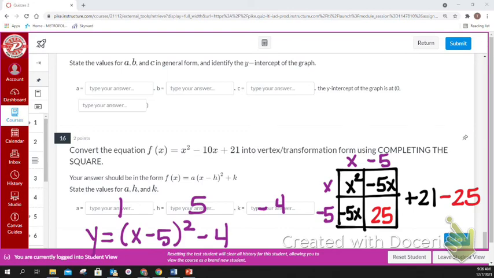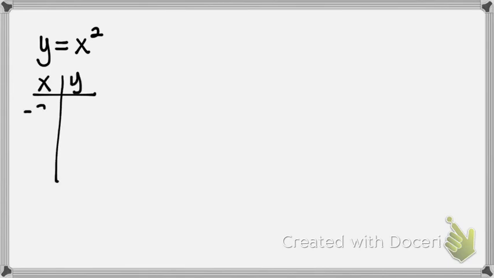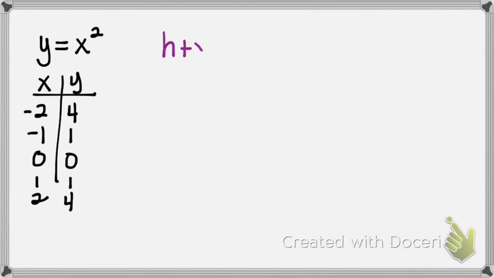Make sure you have in your notes the parent table for y equals x squared, because we're not going to have time to go back and do that graph, but let's talk about graphing real quick. So just remember, when you graph the parent table for y equals x squared, this is your parent table that you want to have in your notes. And then it's always h plus x, y times a plus k.